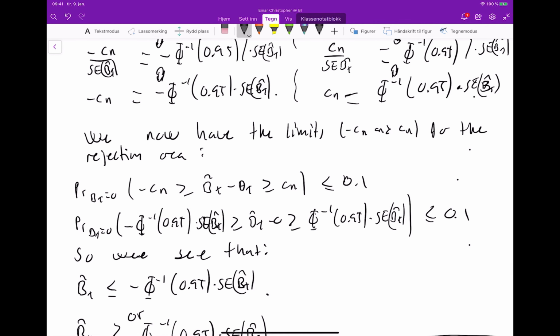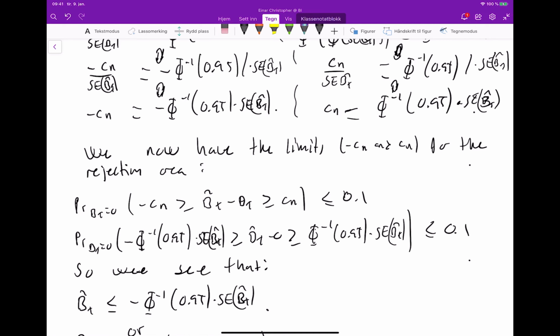So if you remember from above, we had that beta 1 hat minus beta 1 should be less or equal minus Cn and bigger or equal Cn. And that the probability for that should be less or equal 0.1. So now I just put in these Cn's, which make this true. And that is just putting this one into this one and this one into this one. And then I get this next line here. And I also put beta 1 equals 0 because beta 1 is equal 0 under H0. And that's actually standing here. So I put this equals 0.